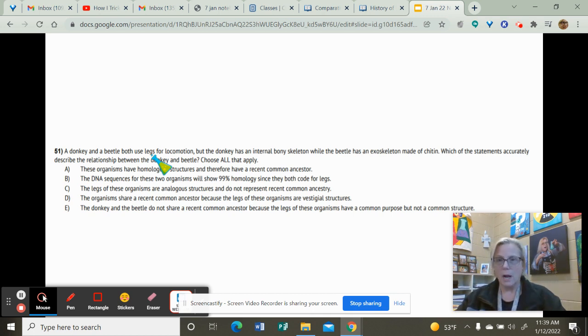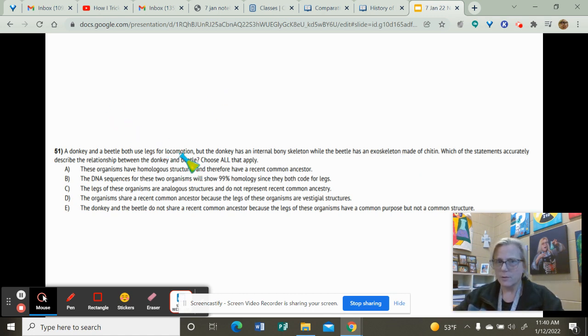So, this is a little bit higher thinking level question. Yes, it's not straight up word for word from a text. That's what makes it maybe a level 3 question, because you have to think about this. All right, so would these be homologous structures? No, because they are not the same bones. Okay, we are not talking about a humerus in both a donkey and a beetle, or a carpal or a wrist bone in a donkey and a beetle. These are totally different things.